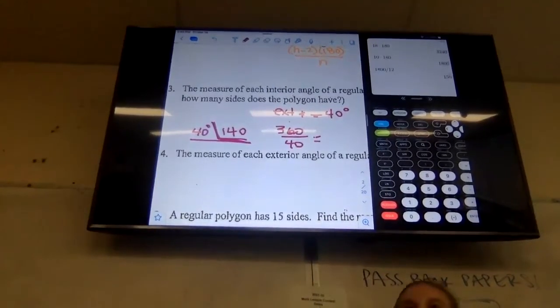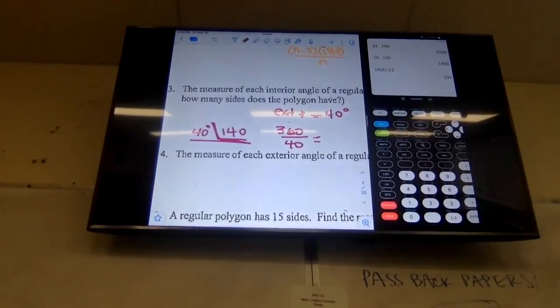So 360 divided by 40 should tell me how many sides I have. Wait, why can't you just subtract and divide by the rest? Because you don't know how many sides you have. What formula was that? 360 divided by n. So it's 360 divided by the angle measure, which finds n.